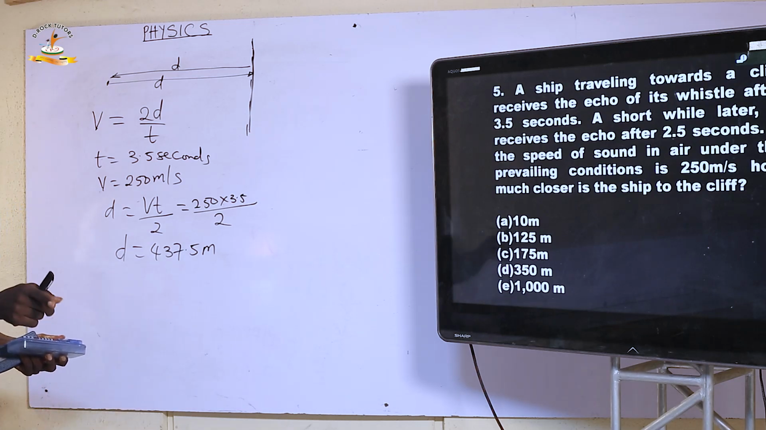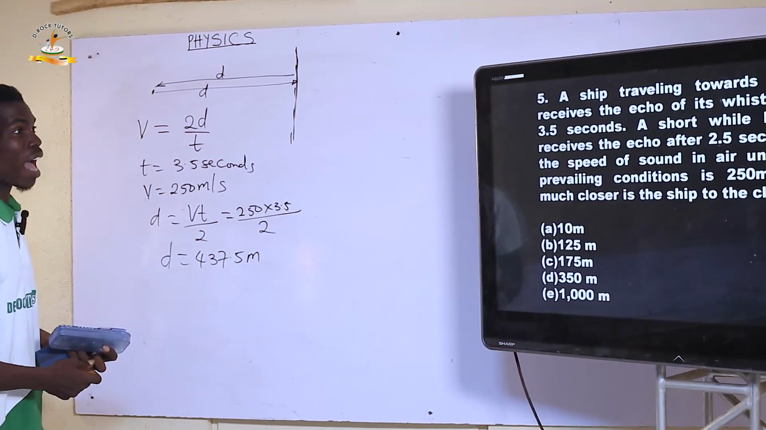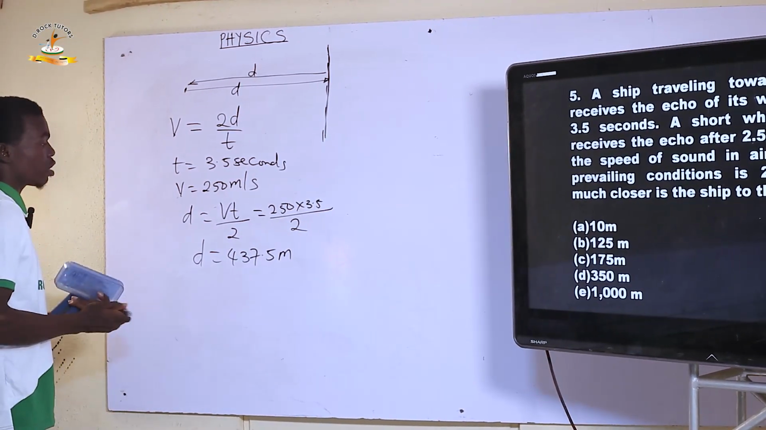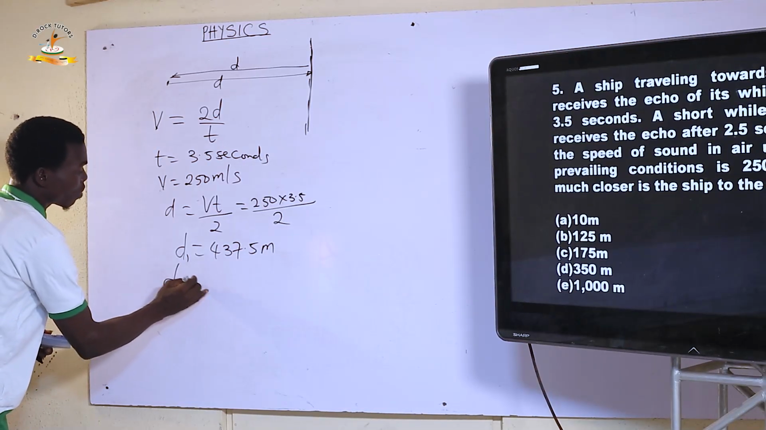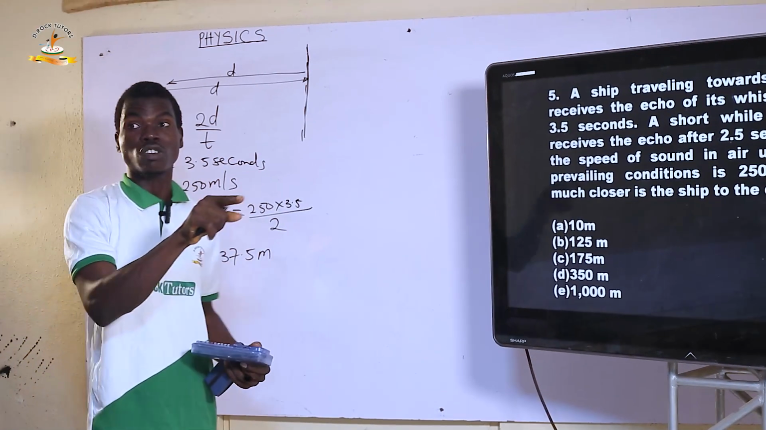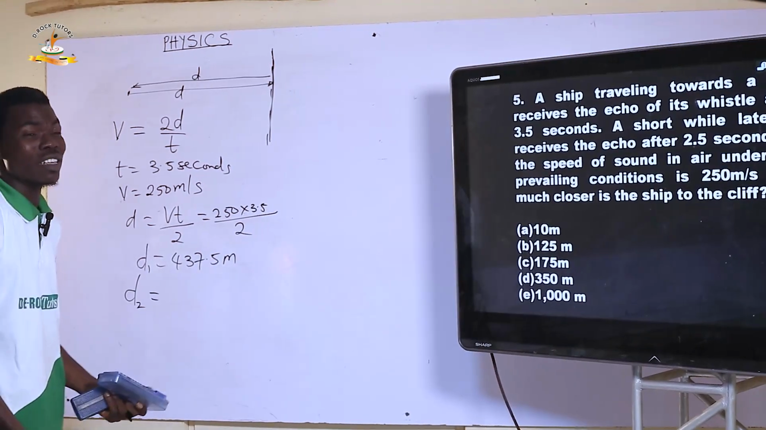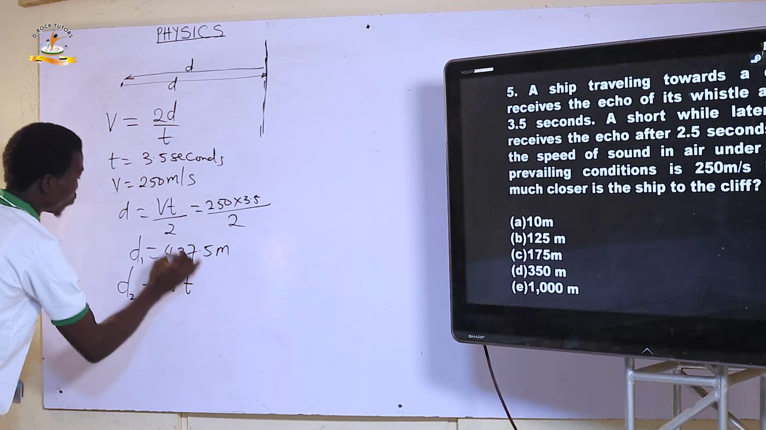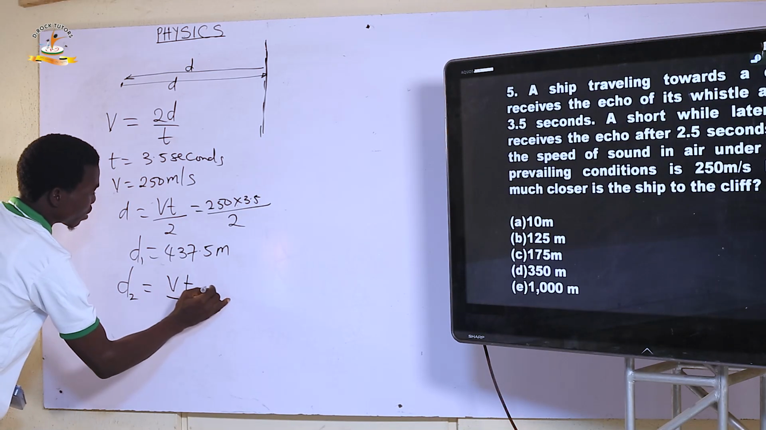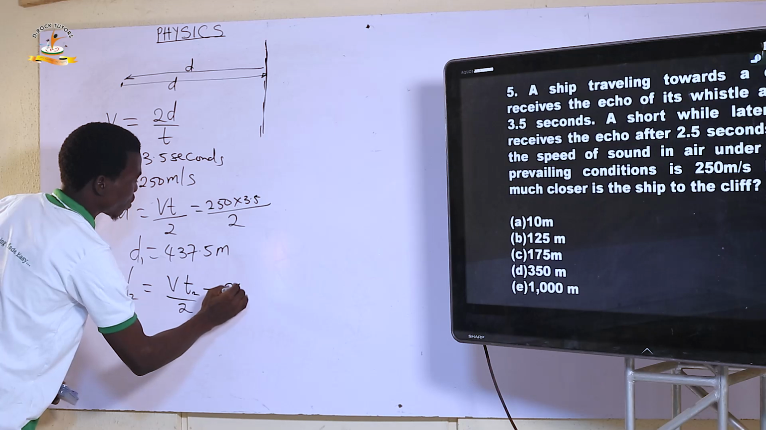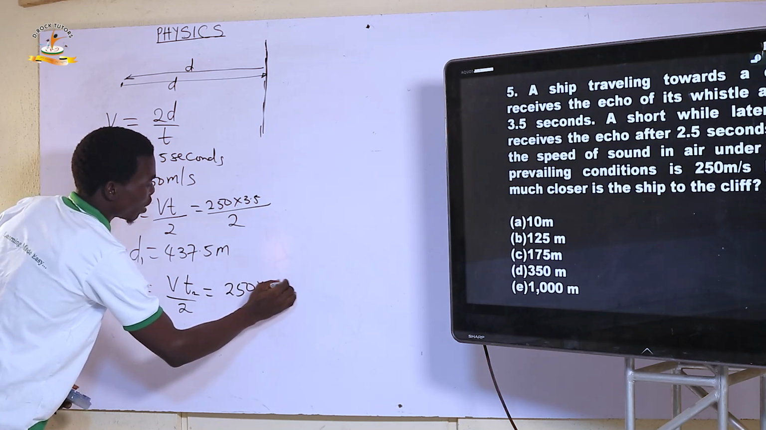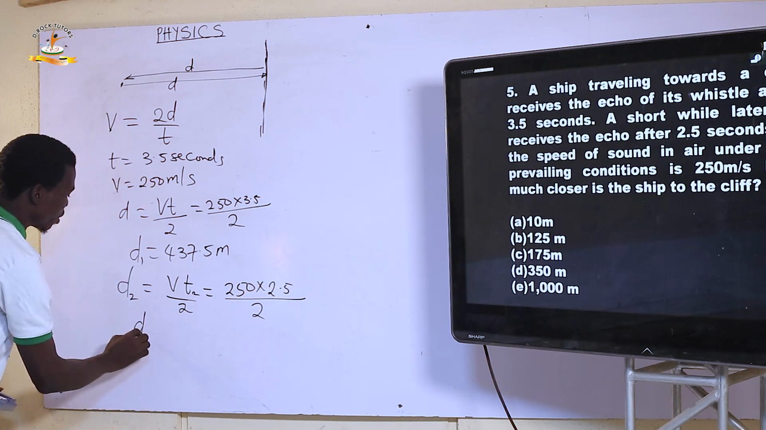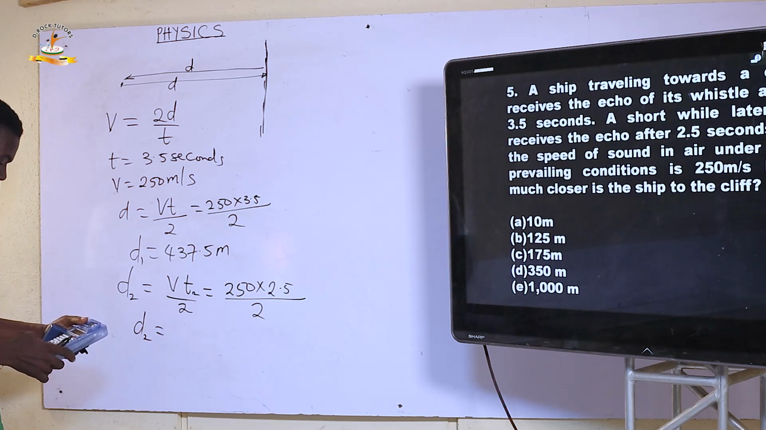However, it was moving towards the cliff when the second echo was sounded. This time around, it bounced back in just 2.5 seconds. So let's call this one d1. And to get d2, we use the same formula, because the question says the prevailing condition is 250 meters per second, so the speed of sound here doesn't change. So d2 is going to be v times t2 all over 2. That is going to be v, the same 250, but this time times 2.5 all over 2. And here we get the second distance, and this is going to be 125 times 2.5.